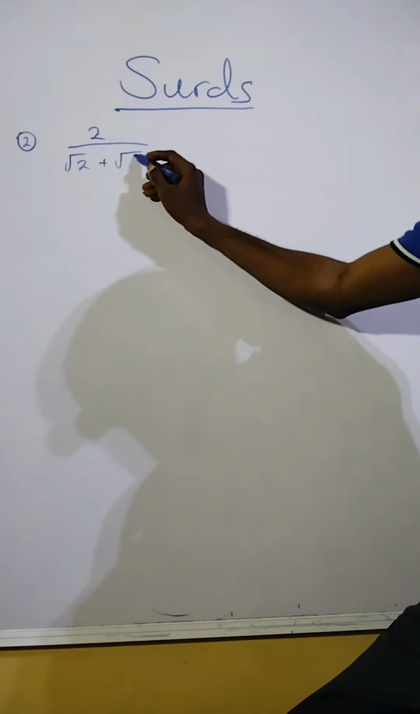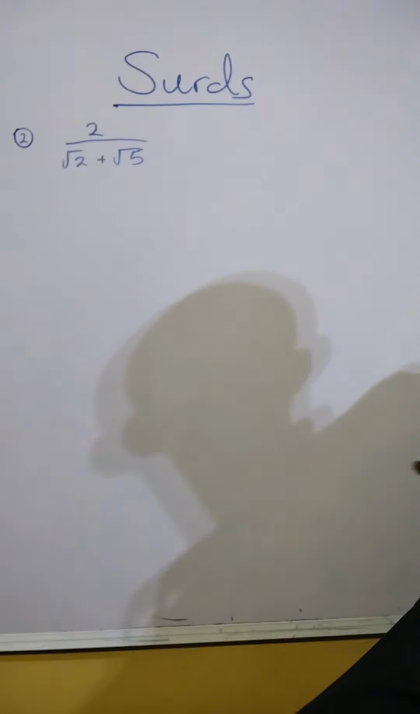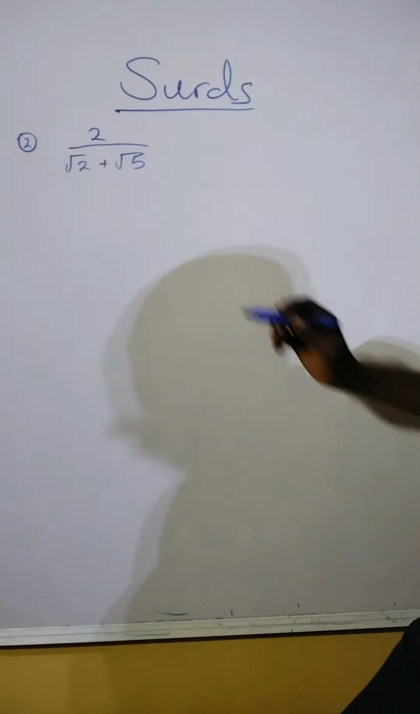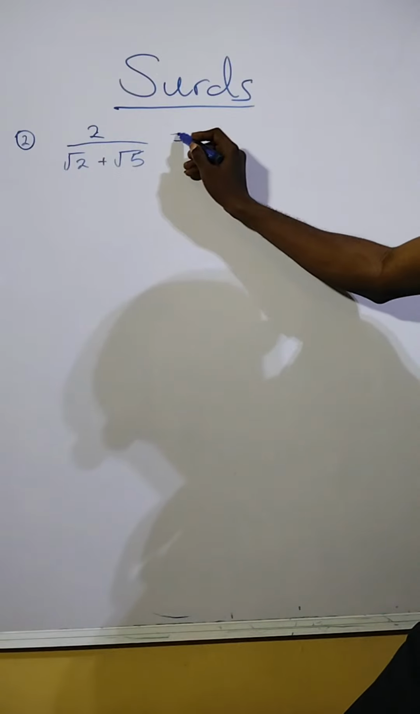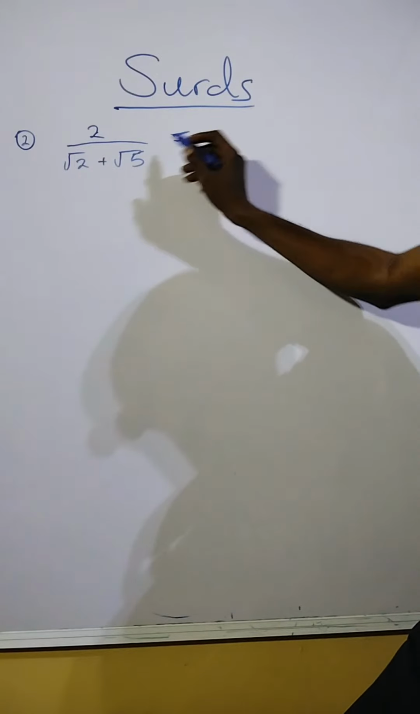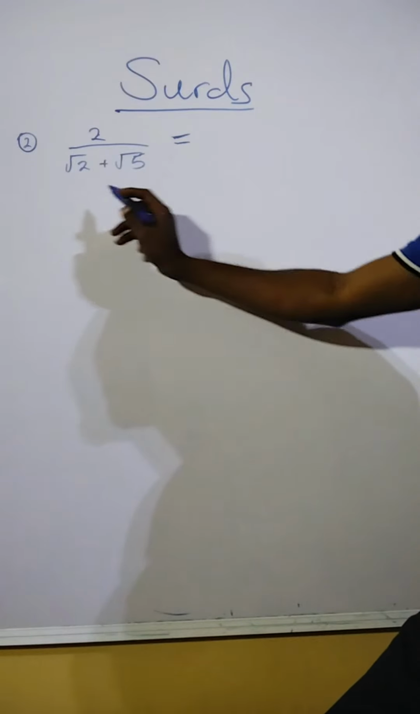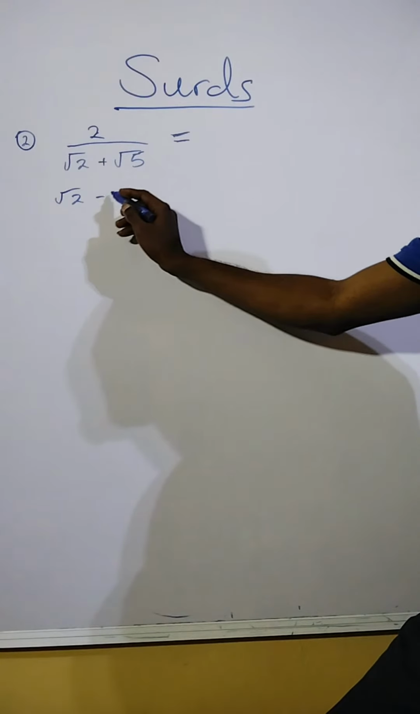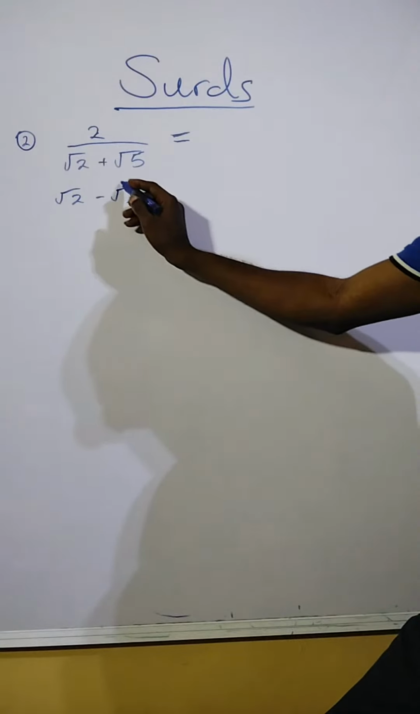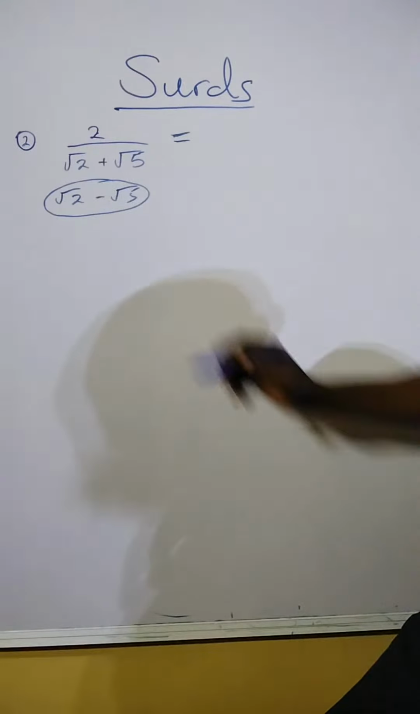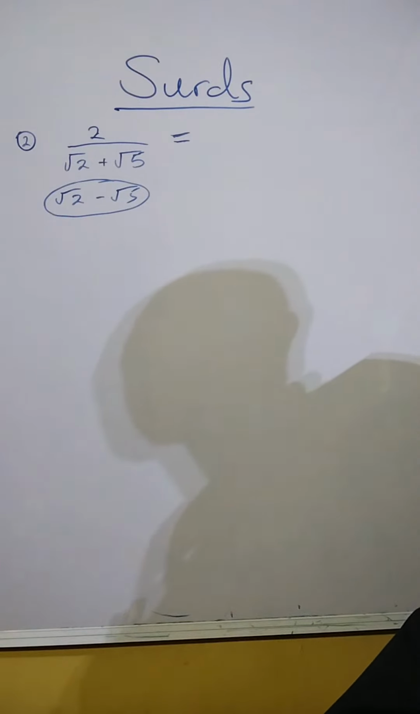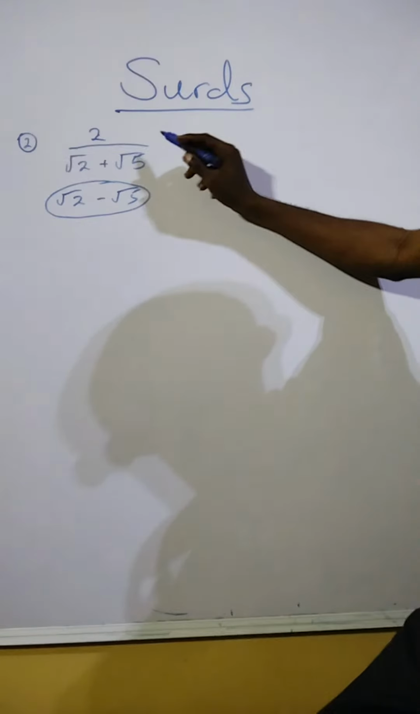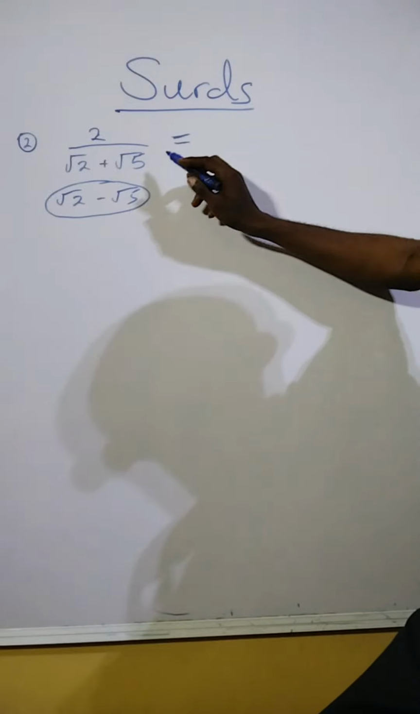Then to simplify this surd problem, we need to rationalize this, and we multiply the numerator and denominator by the conjugate of the denominator. The conjugate surd here we have root 2 minus root 5. So this is the conjugate of the denominator here. It's only the sign that will change in conjugate. So use this conjugate surd to multiply the numerator and denominator.